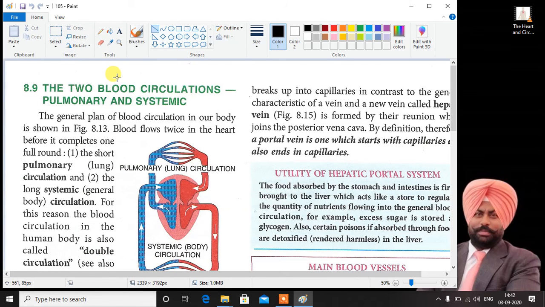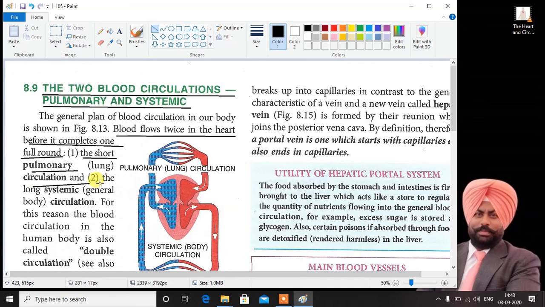Moving on further, let's discuss the different types of circulation in human beings. There are two types of circulation, that is pulmonary and systemic circulation. As we already know, the blood flows twice through the heart before it completes one round. The two types are, the first is the short pulmonary circulation and the second is the long systemic circulation.